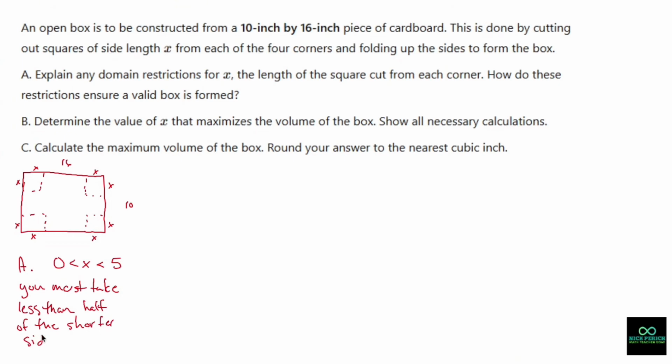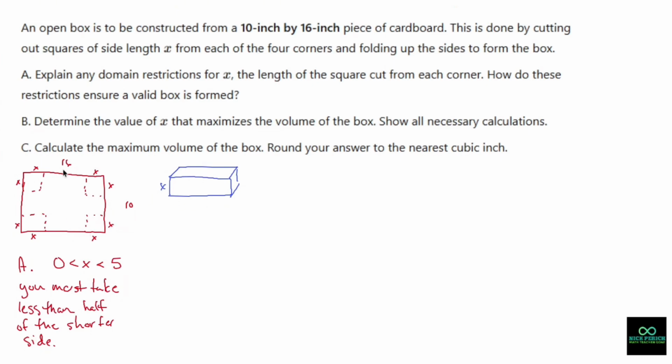Now, why is that? Well, because when you cut out these squares and fold them up along these invisible lines, you end up with a box, okay? The height of that box is x because you're folding it up. The height of the box is x.